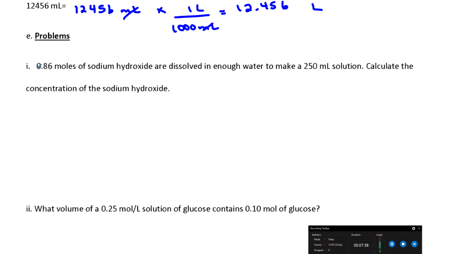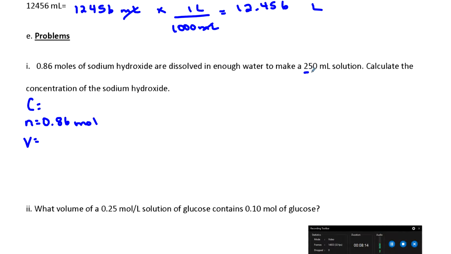It tells us here we have 0.86 moles of sodium hydroxide. It's dissolved in enough water to make a 250 milliliter solution. Calculate the concentration of the sodium hydroxide. Here we have the 3 possible variables, and you'll only ever have 2 of those 3. You may not find this step necessary, but if it helps you stay organized, you can list your variables here and identify them. So we've got 0.86 moles.